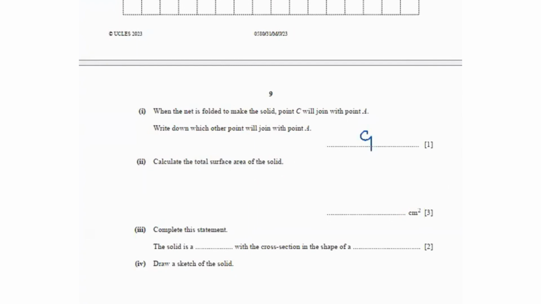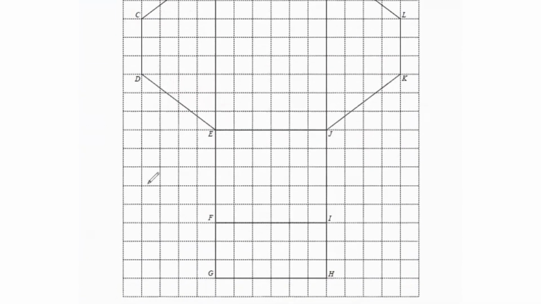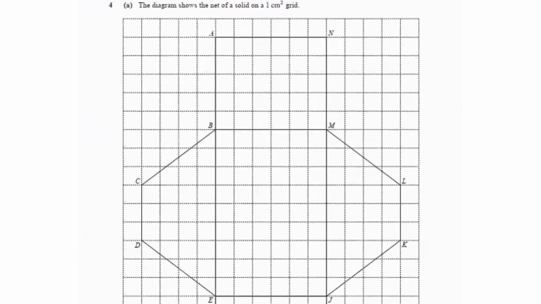And it says calculate the total surface area of the solid. So for the total surface area, let's find the area of each of these faces. I'm going to start with the first one. For A, B, N, M, you have 1, 2, 3, 4, 5, 6. 1, 2, 3, 4, 5. So 5 times 6, which is 30. That's one face. Then for the base over here, that is B, M, E, J. 1, 2, 3, 4, 5, 6. And this is 1, 2, 3, 4, 5, 6, 7, 8, 9. So 9 times 6, which is 54.